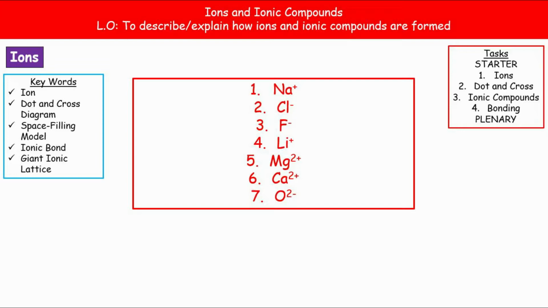Magnesium is in group 2, so it loses 2 electrons to become Mg2+. Calcium, also group 2, loses 2 electrons, becomes Ca2+. And then finally, oxygen is in group 6, so it gains 2 electrons to become O2-. So give yourself a score out of 6. You don't get the bonus point for the one I told you earlier on. So questions 2 to 7 are the ones you get the marks for. Score out of 6.